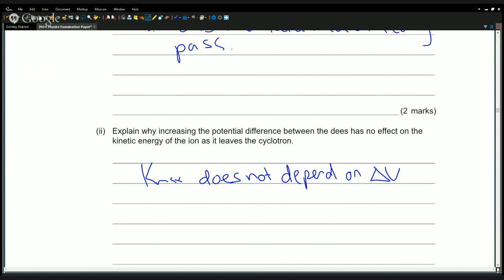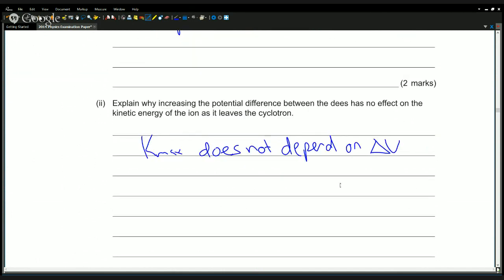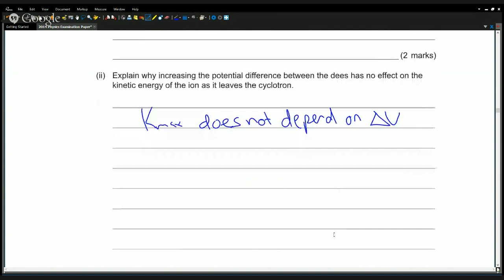Basically, if you had a higher delta V, you would gain more kinetic energy for every pass. So it would imply that you would have a larger radius sooner, and you'll be out of your cyclotron sooner. Well, I get that's the explanation. 3 marks. Okay, let's put that in there.